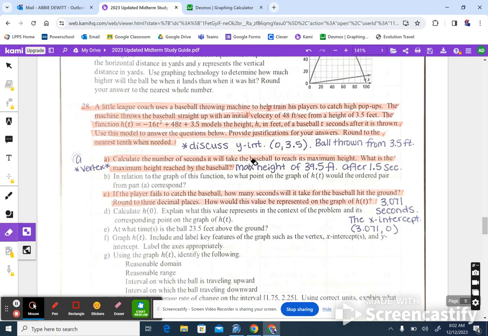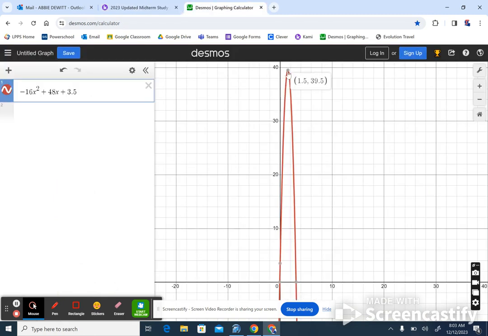Okay. Let's see. So that's where I discussed the y-intercept, (0, 3.5). The ball is being thrown from 3.5 feet at 0 seconds. It's 3.5 feet above the ground. Let's talk about the vertex. Remember, the vertex is this height point right here. In this case, it's (1.5, 39.5).